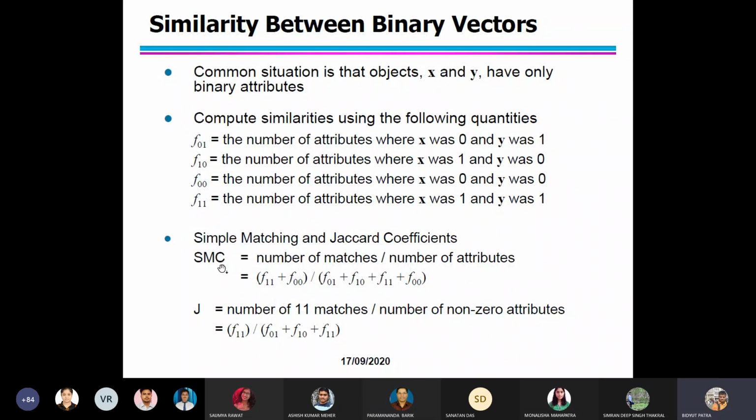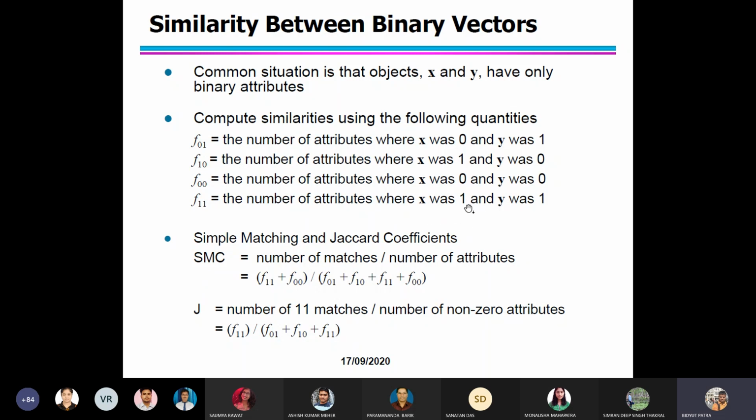Now there is a measure called Jaccard. Jaccard gives importance only when both are 1. As I gave an example in an earlier class, let's say two of your friends went shopping and purchased some of the items, and obviously in the store there are many items that both of them did not purchase. So if you give importance to that, there are many zeros, and occasionally there is a similarity.